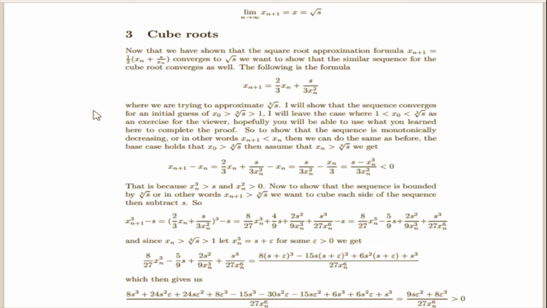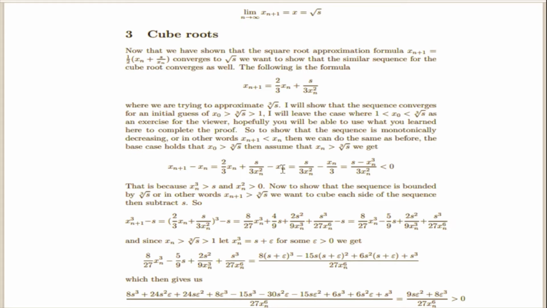So to show that the sequence is monotonically decreasing, or in other words, that x sub n plus 1 is less than x sub n, we can do the same as before. The base case holds that x naught is greater than the cube root of s, then assume inductively that x sub n is greater than the cube root of s. We get x sub n plus 1 minus x sub n, which is the difference between the consecutive terms, equals 2/3 x sub n plus s over 3x sub n squared minus x sub n.